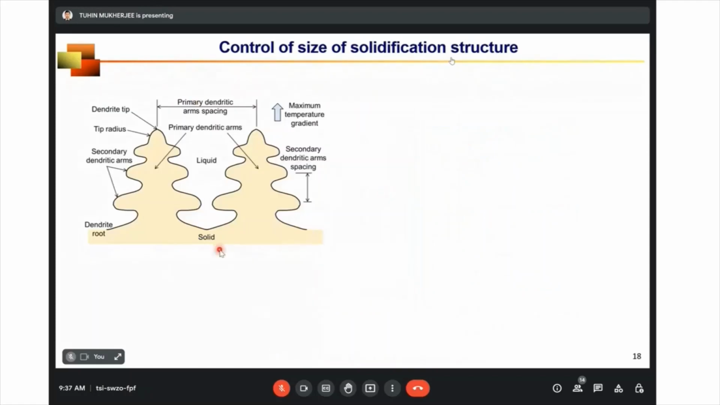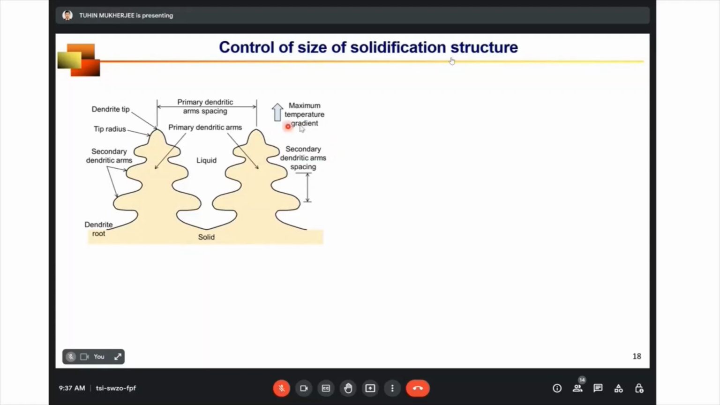Now let's say we form columnar dendrites. There are many features of columnar dendrites. Let's say there are two Christmas trees, two columnar dendrites. The distance between their tips is called primary dendritic arm spacing. But each of the columnar dendrites has many small secondary arms, and the distance between two consecutive secondary arms is called secondary dendritic arm spacing. And it has been found that this secondary dendritic arm spacing has a significant effect on tensile properties.